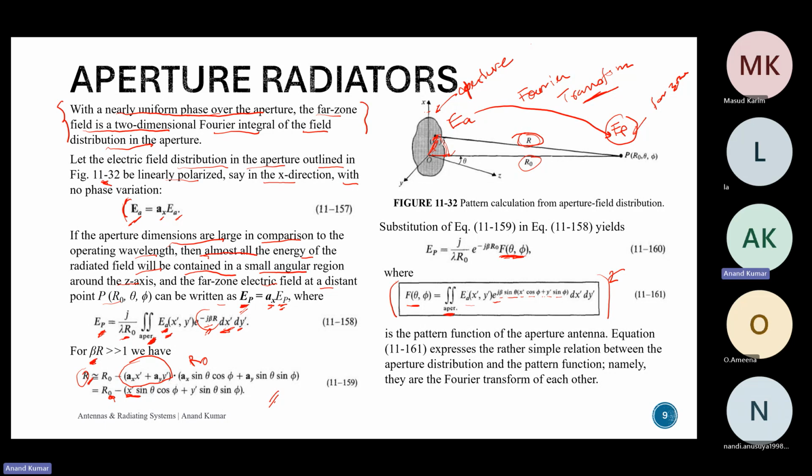I'll pause here and summarize. The electric field at P is the Fourier transform of the electric field at the aperture. We wrote the expression for the electric field at the point P, wrote down the relation of the Fourier transform, calculated the approximate value of r from the vector x'y' and the distance r naught, subtracted that, got the simplified value of r, and put that inside 11.58 to get the expression 11.60, where we have f(theta, phi) as the pattern function, which is now given in 11.61. So it's just writing down the math. The crux is here: we have to take the Fourier transform.